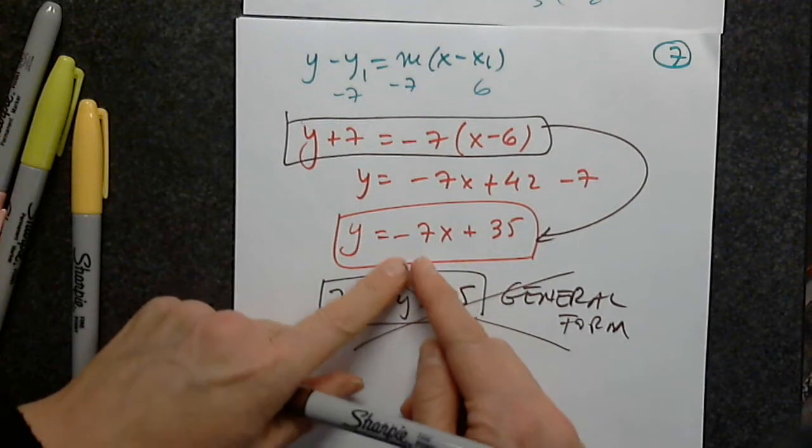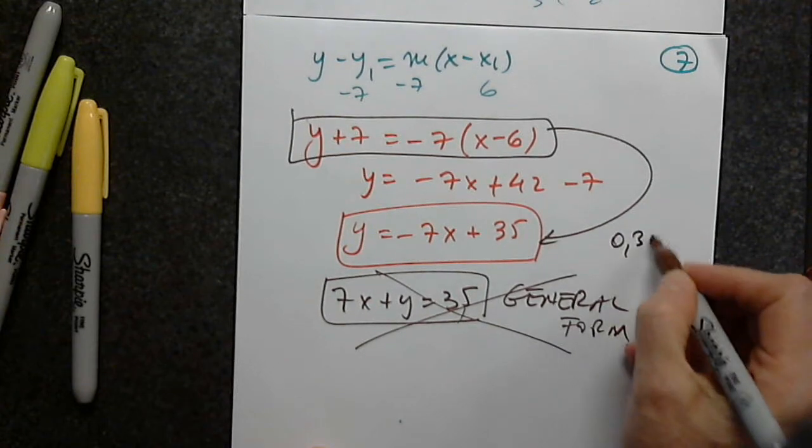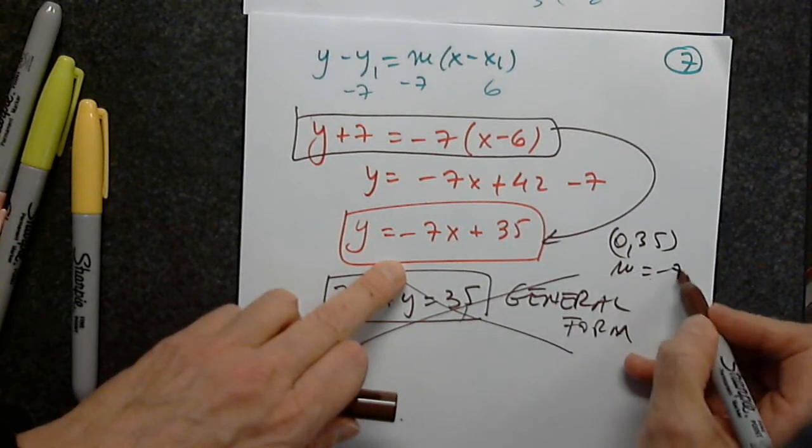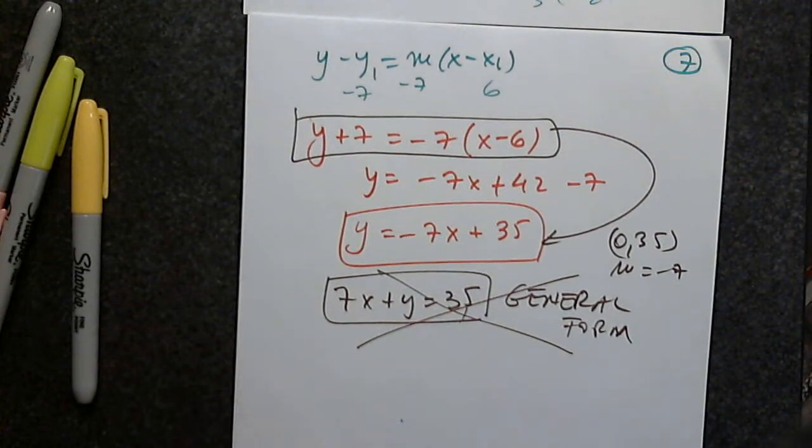Why? Once I look at this equation, I know a lot. I know that the y-intercept is 0, 35. I know that the slope is -7. What do I know here? I don't know anything.